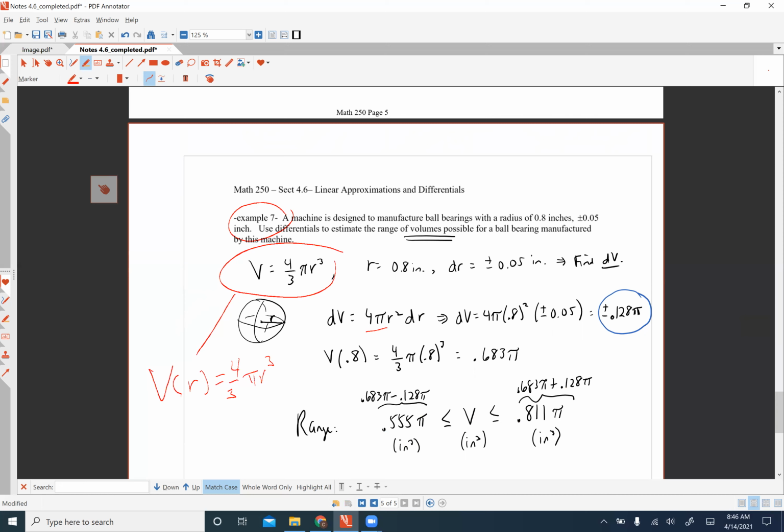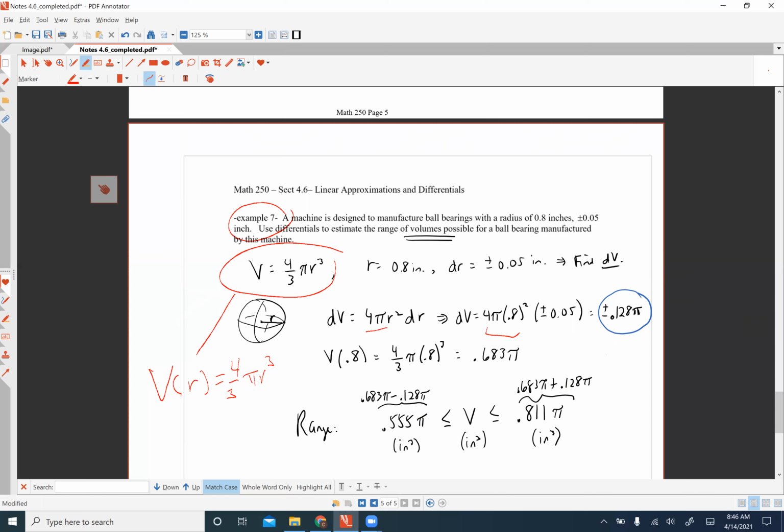Let's say the radius is 0.8 inches. So the derivative part is 4 pi times 0.8 squared. And dr is either positive 0.05 or negative 0.05. The magnitude is the same, you're just multiplying by plus or minus. And so the change in the volume is about 0.128 pi inches cubed.